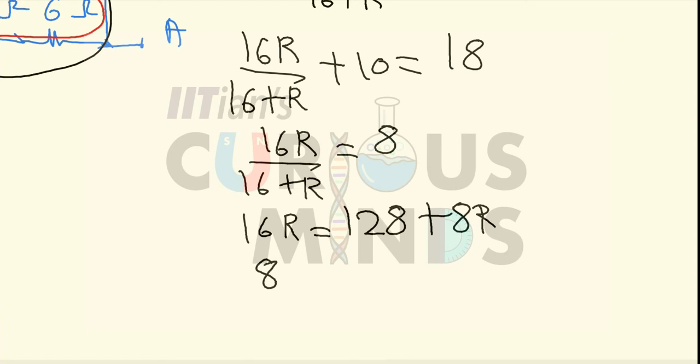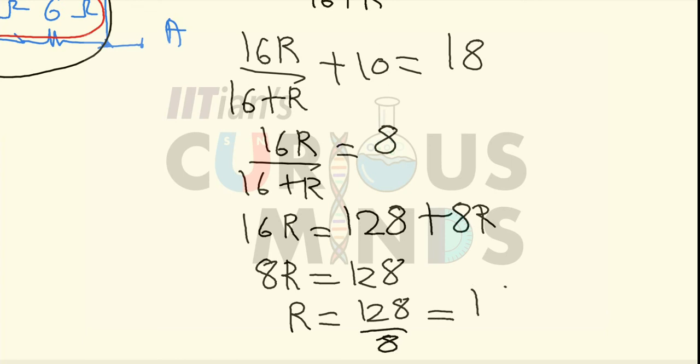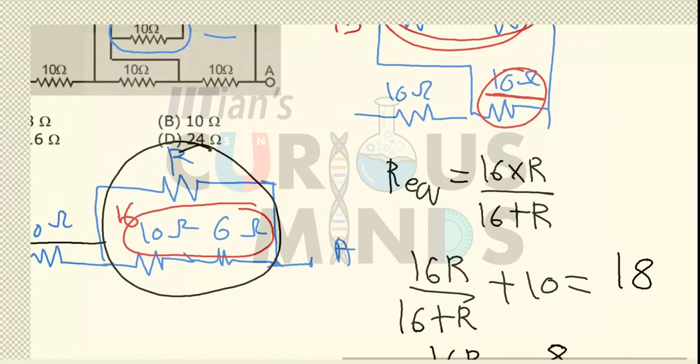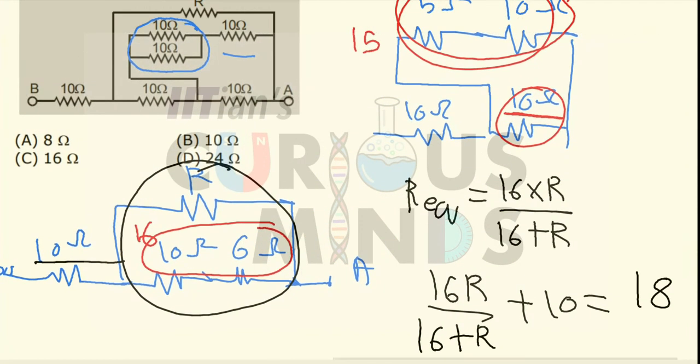So 8R will be equal to 128, or R over here will be equal to 128 divided by 8, which will be equal to 16. So the unknown resistance over here is equal to 16 ohms, which is equal to option number C.